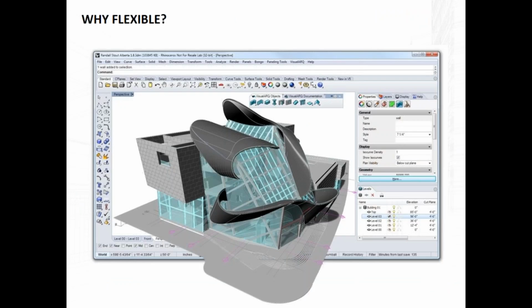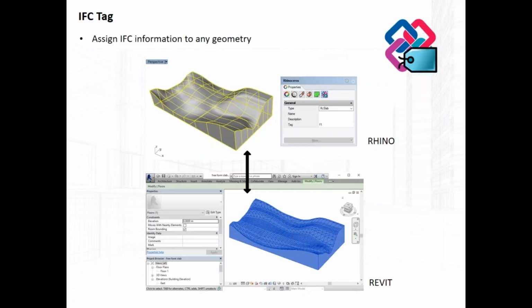And why flexible? We understand flexible as the opposite of rigid, and flexible because VisualARQ is totally integrated inside Rhino, which has wonderful capabilities to work with freeform geometry. That makes it possible to create projects like this one from a random style architect. Also, VisualARQ objects can be created from NURBS. They support NURBS, so they can have very complex shapes.